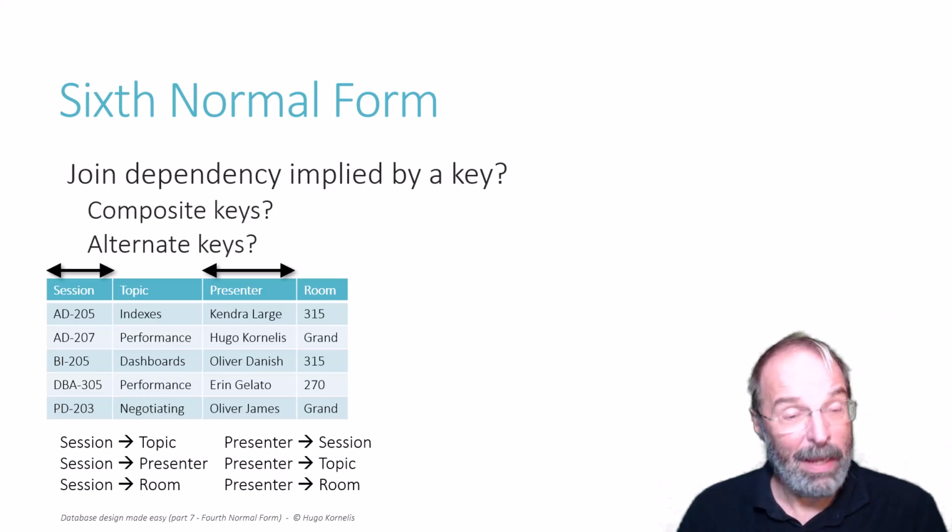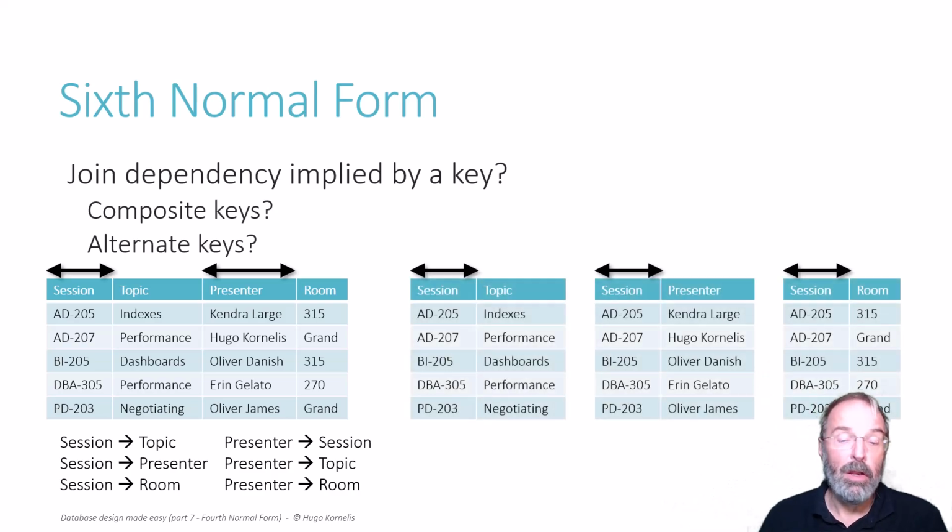Now we can still make the same split we made before. Nothing changes, except that in the table with session and presenter, there now also in the 6th normal form is a key on the presenter column, an alternate key.